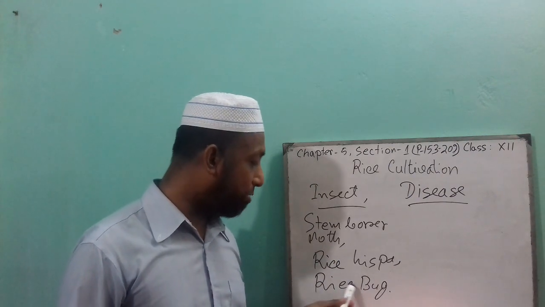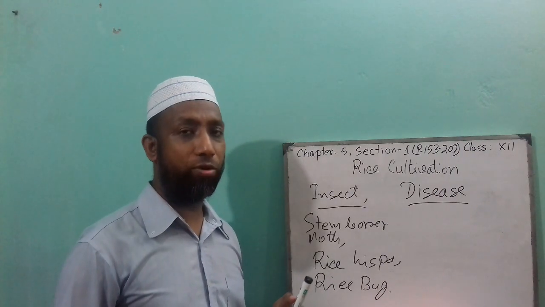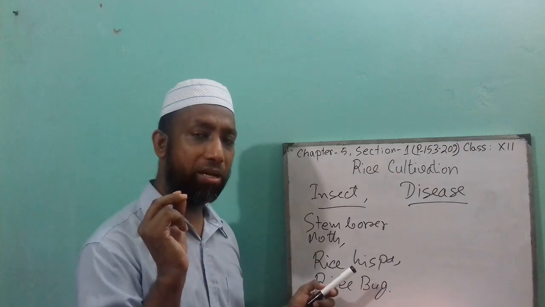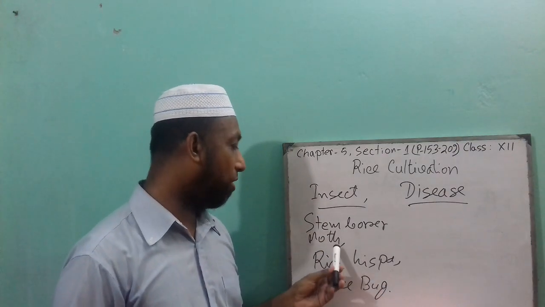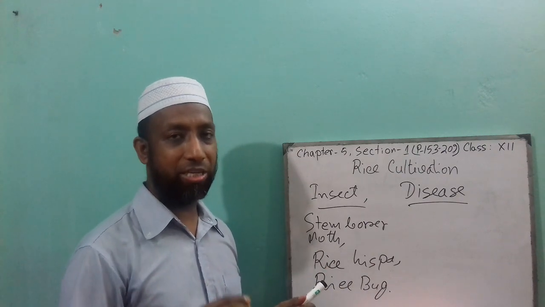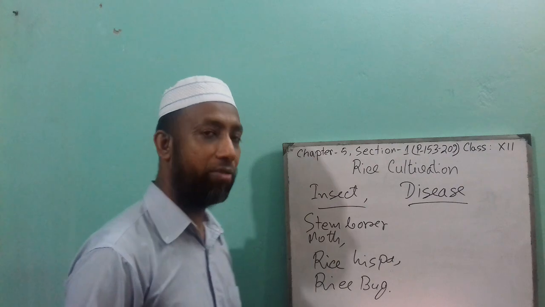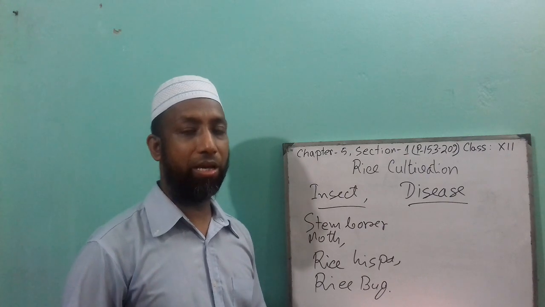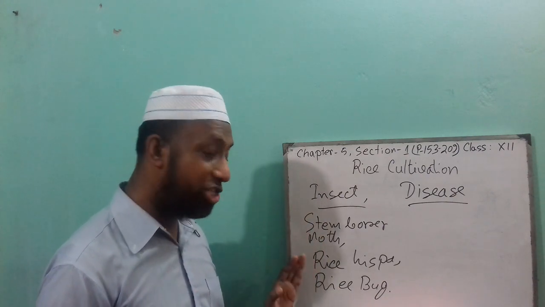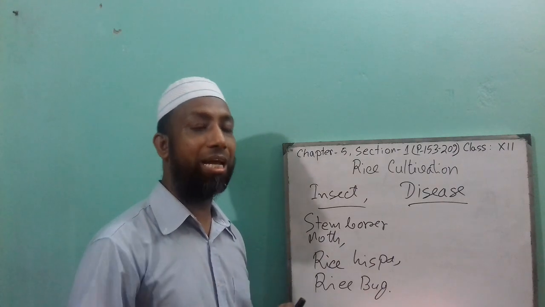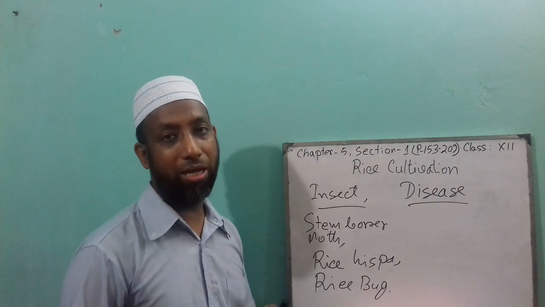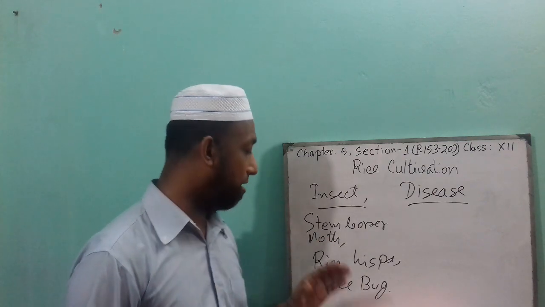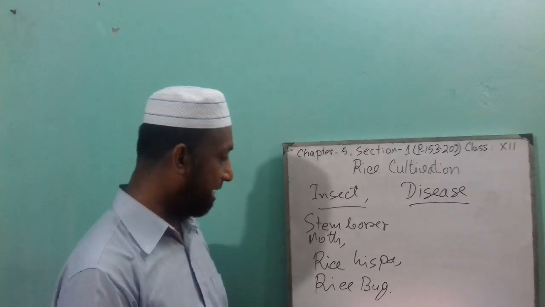Rice bug will suck the juice from the grains. Rice hispa will cut the leaf as well as the grain. And stem borer moth will eat the stem and destroy everything. For this you can find insecticide in the market. Even when you find this type of attack at the initial stage, you remove that leaf and bury it underneath the soil and destroy it, if you find the larva or the egg of this insect. So this is very important.